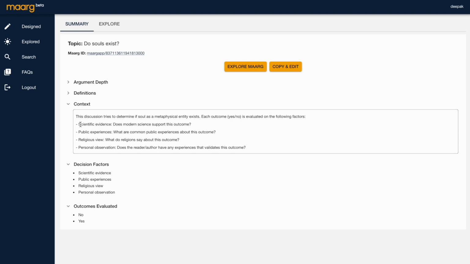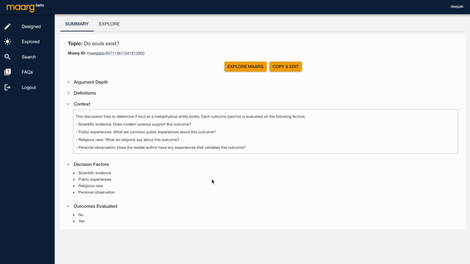So, for example, in here, the outcome yes or no is evaluated on the scientific evidence. Which side, what does modern science take? What does modern science say about each of these outcomes? Then, how about public experiences? What does the general public say? What should be the outcome? Then there is a religious view, and also a personal observation.